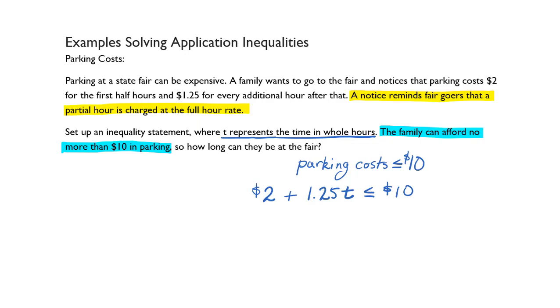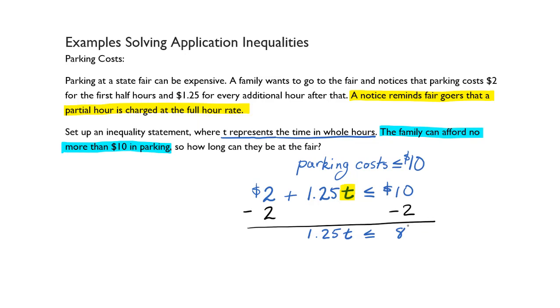And now let's just double check our math. If we were to be there for 30 minutes, we would be charged $2. So we're going to subtract the $2 from this calculation because we need to figure out the number of hours after the first 30 minutes. So now we're going to subtract 2 from both sides. And that will give me $1.25 times the number of hours you are there must be less than or equal to 8.